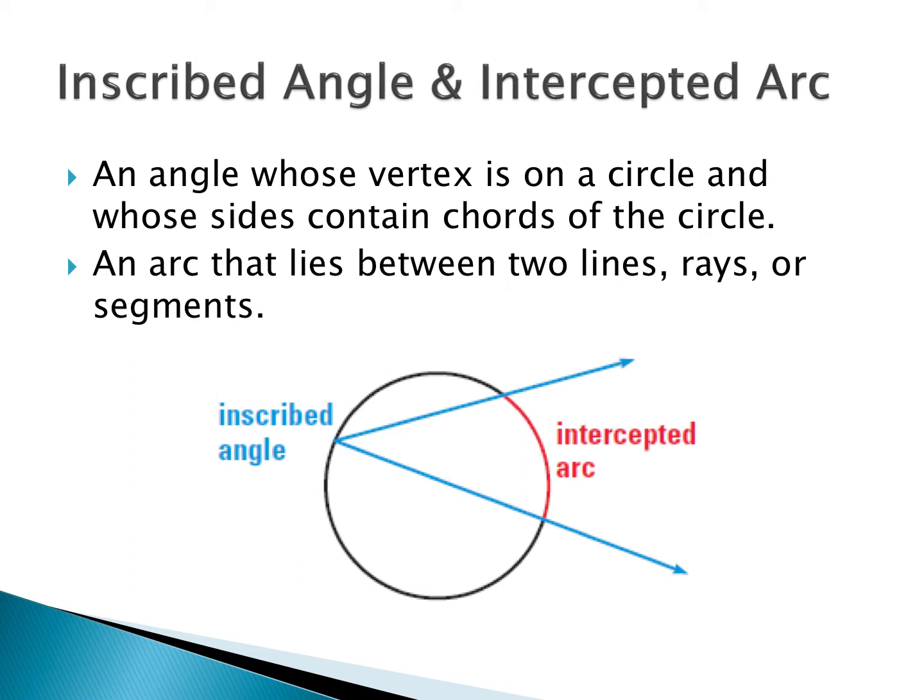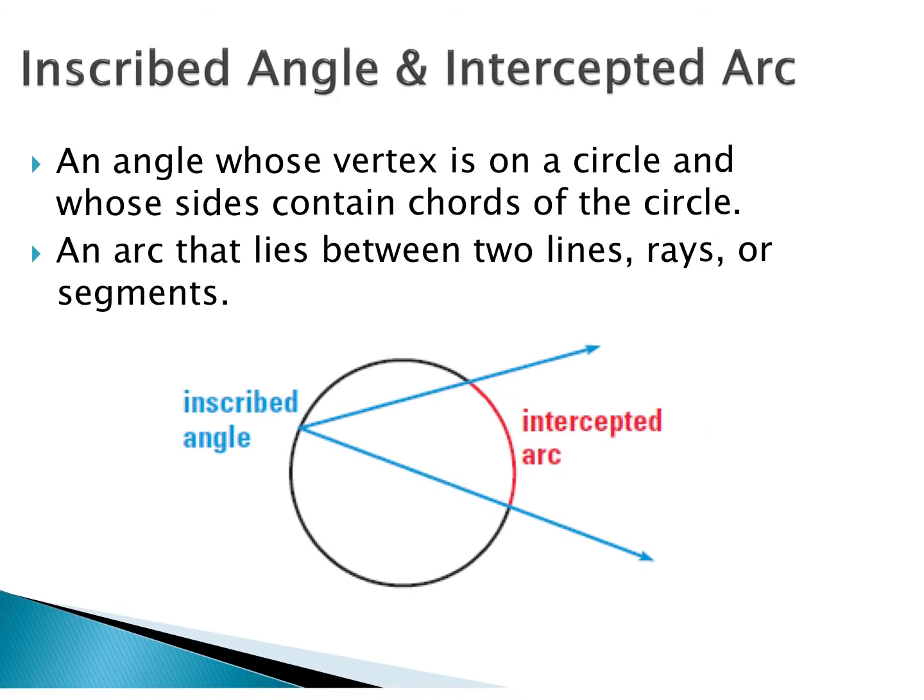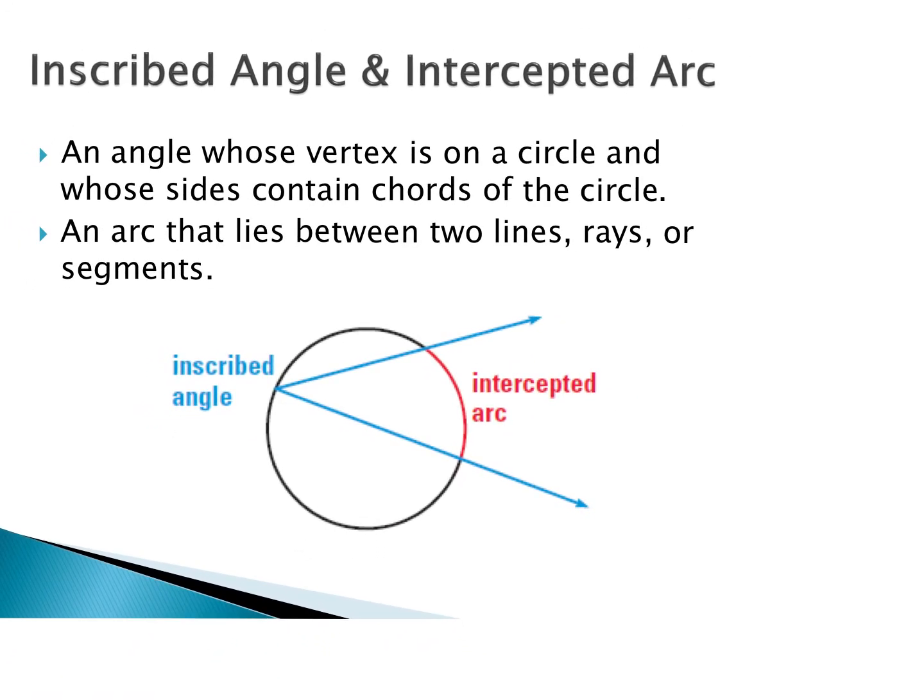So an inscribed angle is an angle whose vertex is on the circle and whose sides contain chords of the circle. And then its intercepted arc is going to be an arc that lies between the two lines, two rays, or two segments. Now, we've already talked about central angles, and that's what was on the quiz that you took.